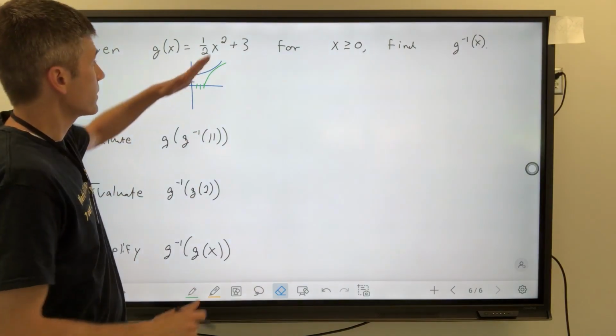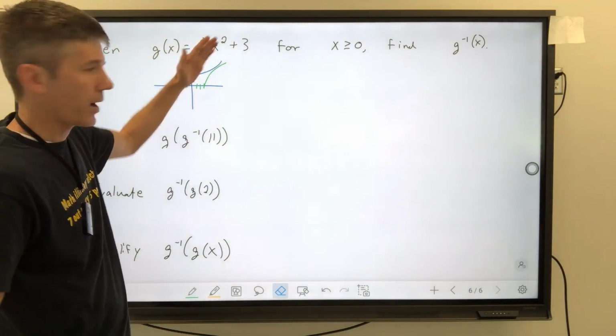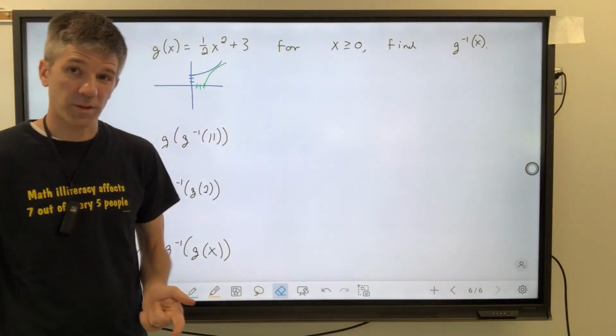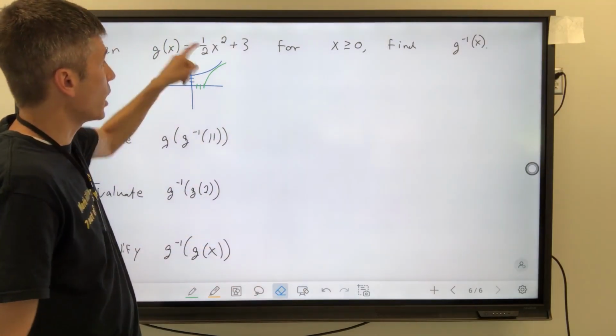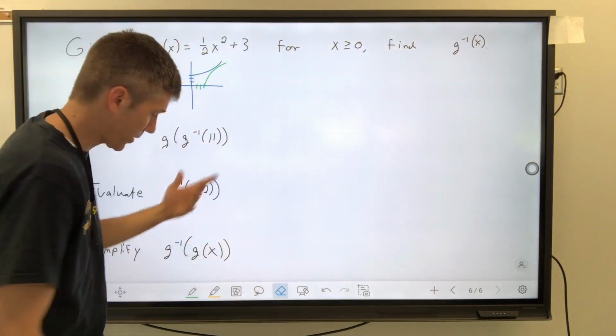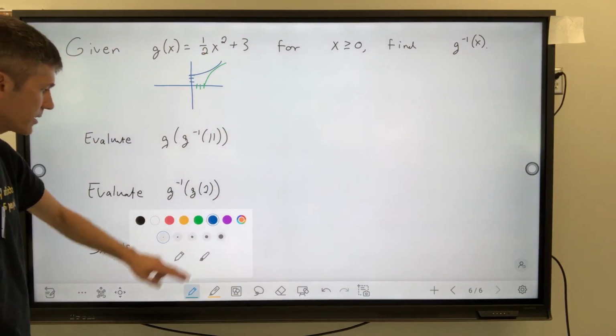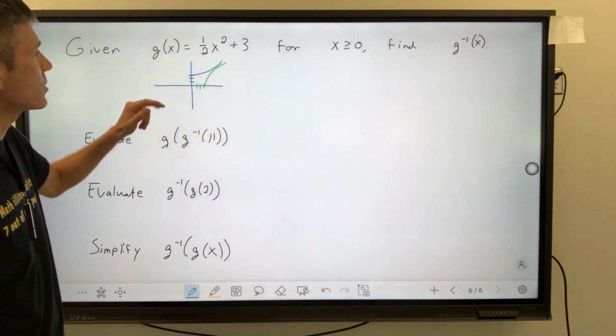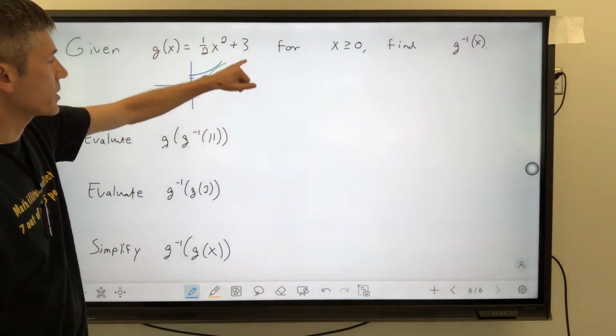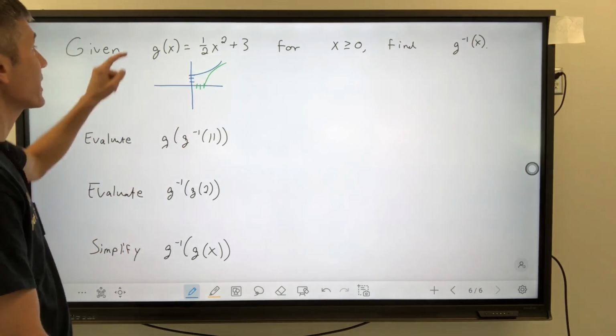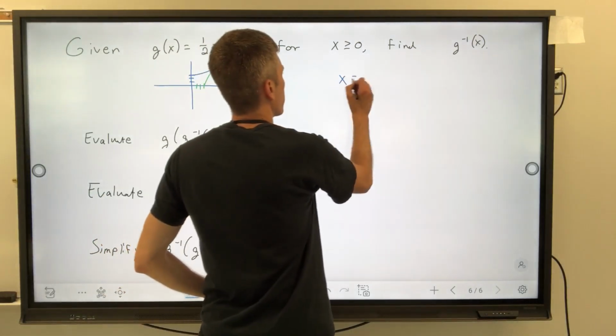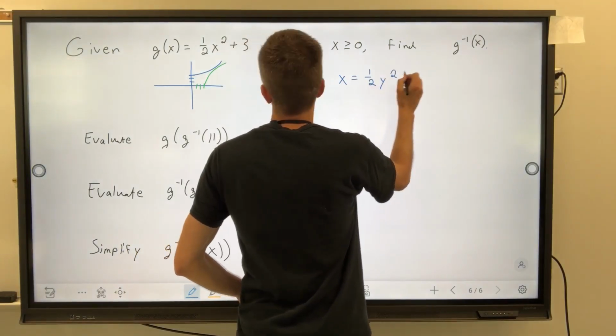Okay, this is the graph of a parabola, half a parabola. This is the graph of a square root function, which makes sense. If I wanted to undo a squared, I'd do a square root. Okay, so let's find the inverse, and let's skip a step or two. The original would be y equals 1/2 x squared plus 3. Let's switch x and y. That would make x equals 1/2 y squared plus 3.